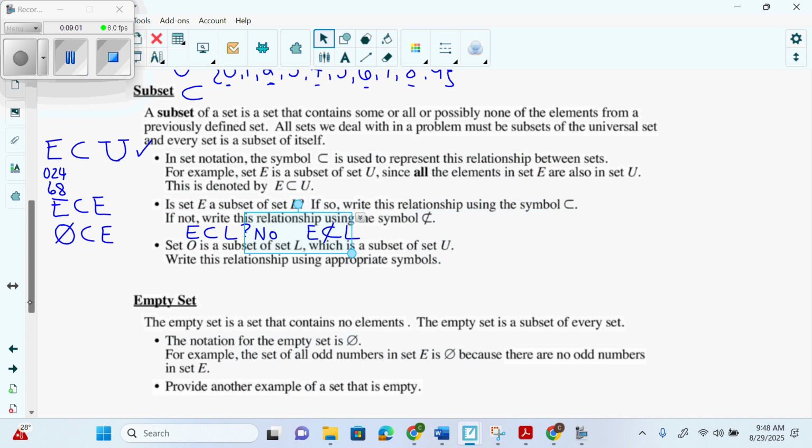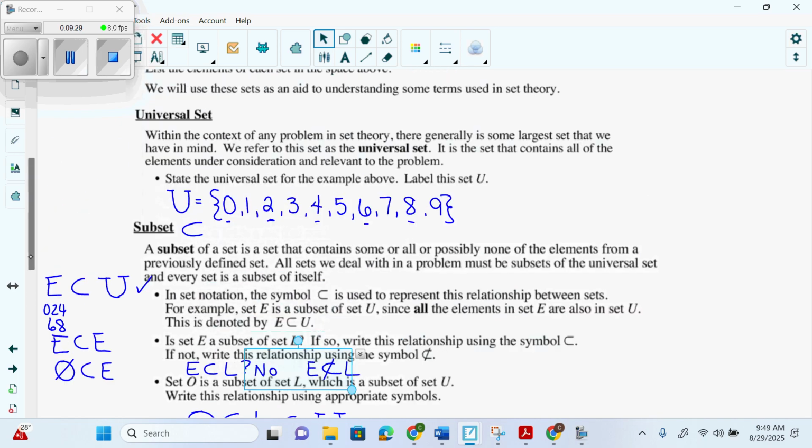The next bullet says set O is a subset of L, which is a subset of U. Let's see if that's true. O is a subset of L, is a subset of the universal set. In order for that to be true, everything in O has to be in L, and everything in L has to be in U. Yeah? So let's see if it's true. It says it's true, but let's actually prove it.